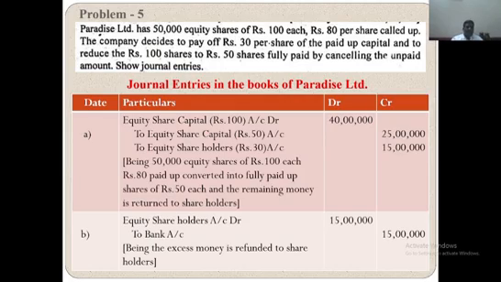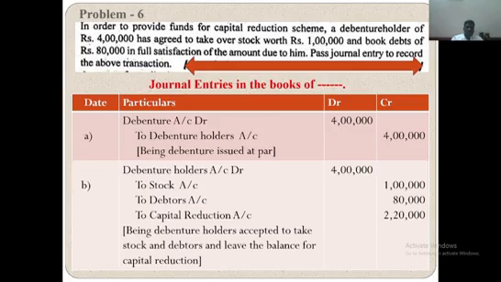The next, equity shareholder account 30 into 50, 15 lakh. So being 50,000 equity shares of rupees 100 each, 80 paid up, converted into fully paid. The remaining money is returned to the shareholder. Total 80, so 50 is called paid up, the remaining 30 is unpaid, so it is returned to the shareholder account. 50 into 30, 15 lakhs, then 50 into 50, 25 lakhs share capital account. The next, amount paid to equity shareholder account: equity shareholder account debit to bank account.